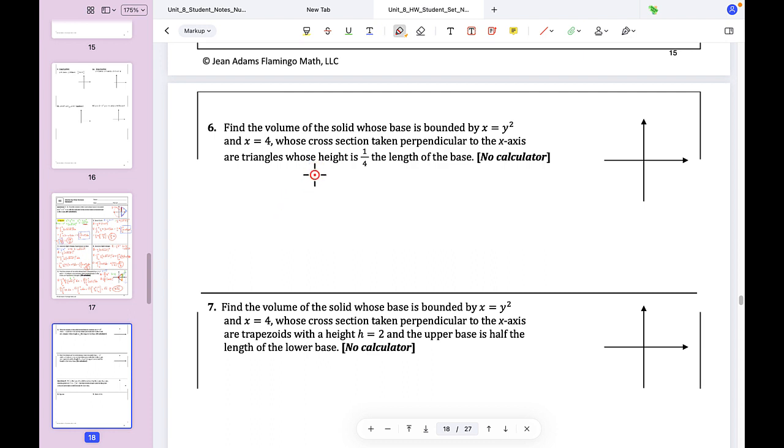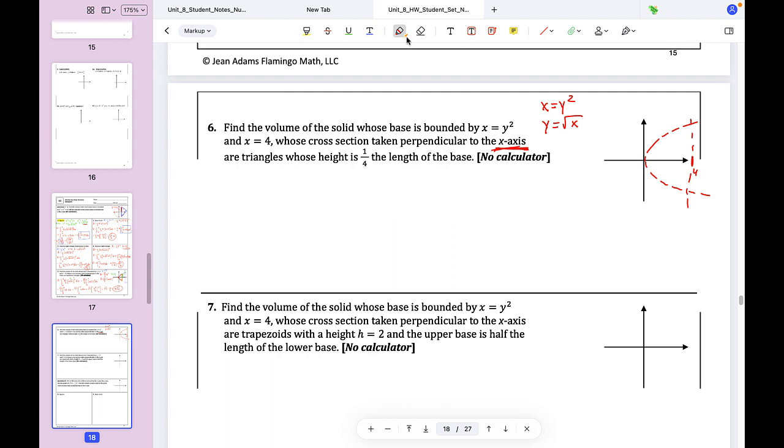Okay, so let's see. We've got the same thing, right? Here's 4. And here's our curve, right? X equals y squared means that y equals the square root of x. Okay, we're perpendicular to the x-axis, so we want to solve for y. Okay, we are using triangles whose height is 1/4 the length of the base.